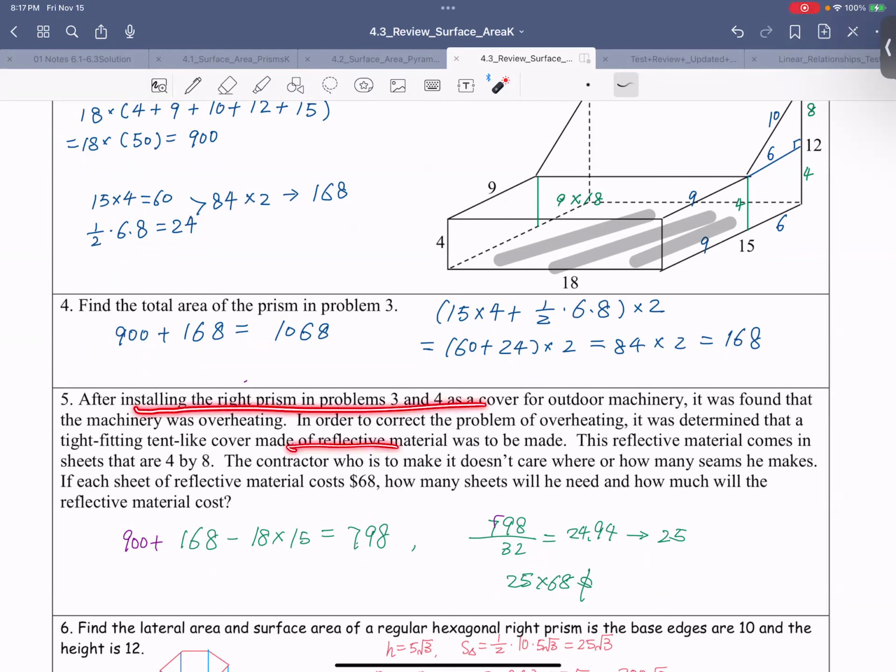Number 5, this is those typical word problem that you might see in the standard test. Chelsea, go unmute yourself. Read this question quickly.